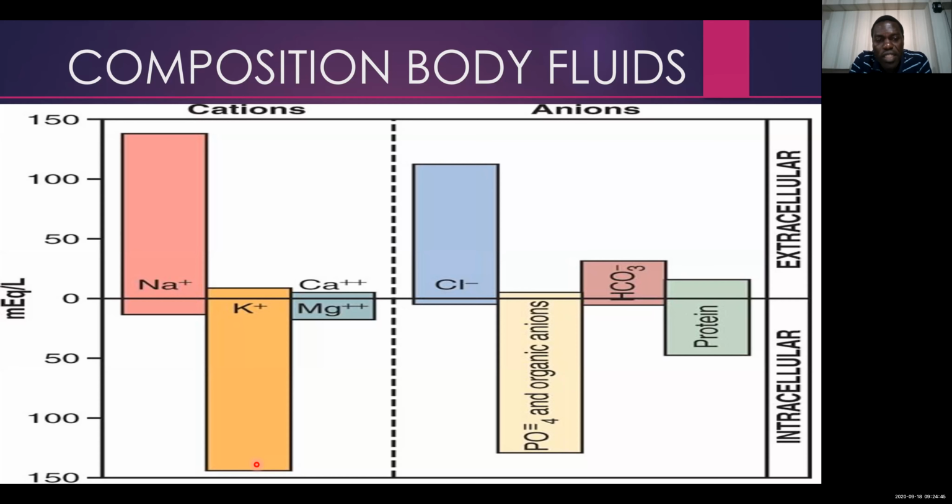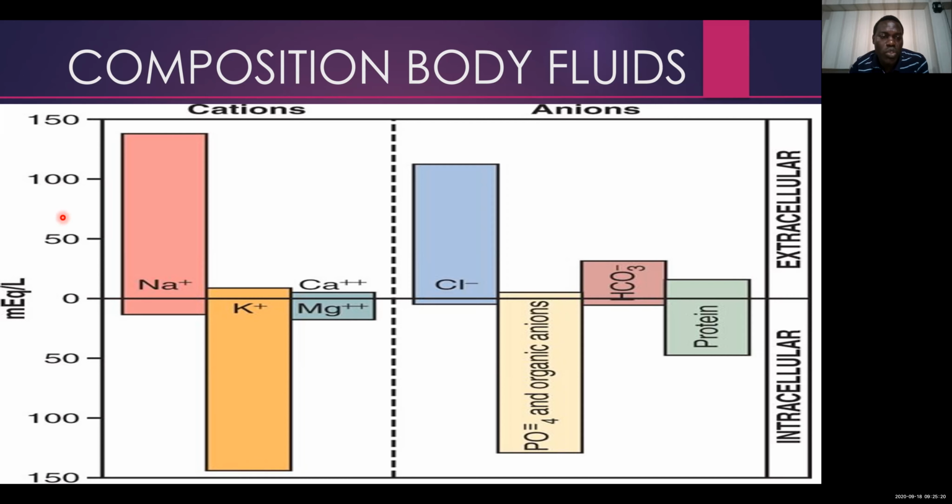And therefore realize that if potassium was to diffuse, remember from our lecture on leaky channels, if potassium was to diffuse through its leaky channels, it will then tend to move from inside going out of the cell. Because potassium is the main intracellular cation.